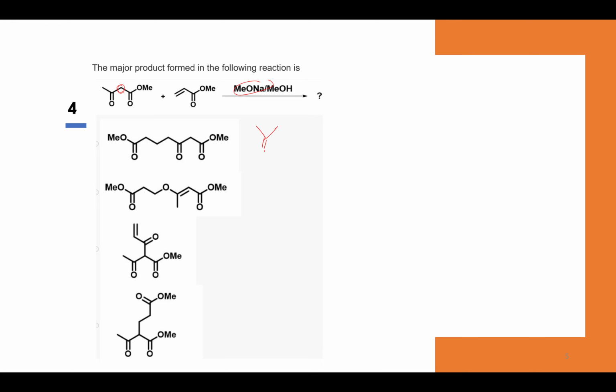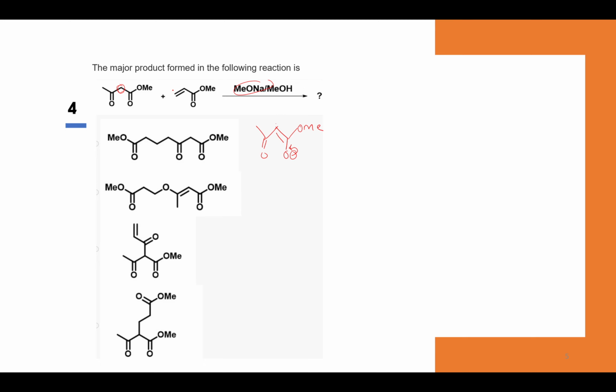Because we have a base here, it will abstract the proton first from this methylene and it will give you a product. I will write the mechanism first. So it will form an enolate. Okay. Then in the next step, what will happen now? When we have done this type of reaction, this lone pair pushes here and attacks on an electrophile, right? Now here you can see we have an alpha beta unsaturated ester.